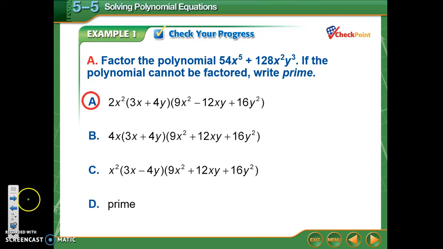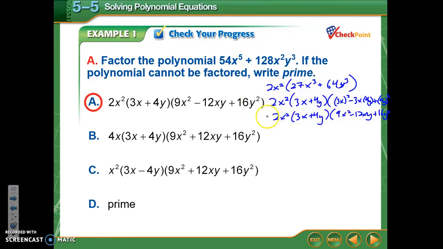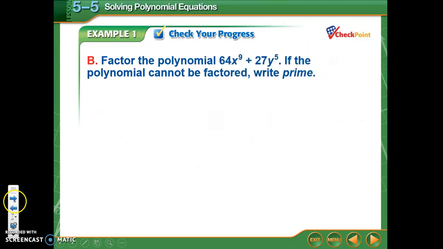Okay, your answer here should be a. And here's the work that goes with that. After you factor out the 2x squared, you're left with 27x cubed plus 64y cubed. The cube root of 27 is 3. The cube root of x cubed is x. The cube root of 64 is 4. And obviously y cubed, its cube root is y. So something you guys need to work on is starting to memorize the perfect cubes. Okay, try this one.